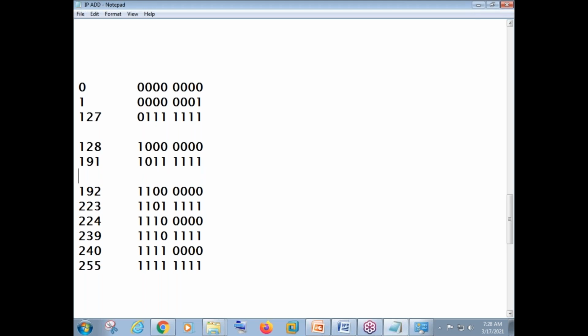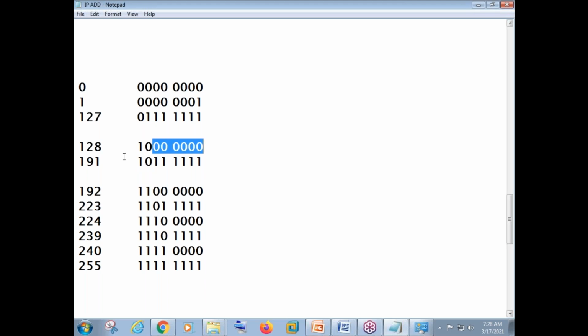Now, what is the range of class B? It is 128 to 191. Now see, if you convert 128 into binary, it will be 10 and all zeros. And if you convert 191 into binary, it will be 10 and all ones. That means if you take any number from 128 till 191, the starting 2 bits will be 10. The remaining 6 bits will change, but the starting 2 bits will remain the same.